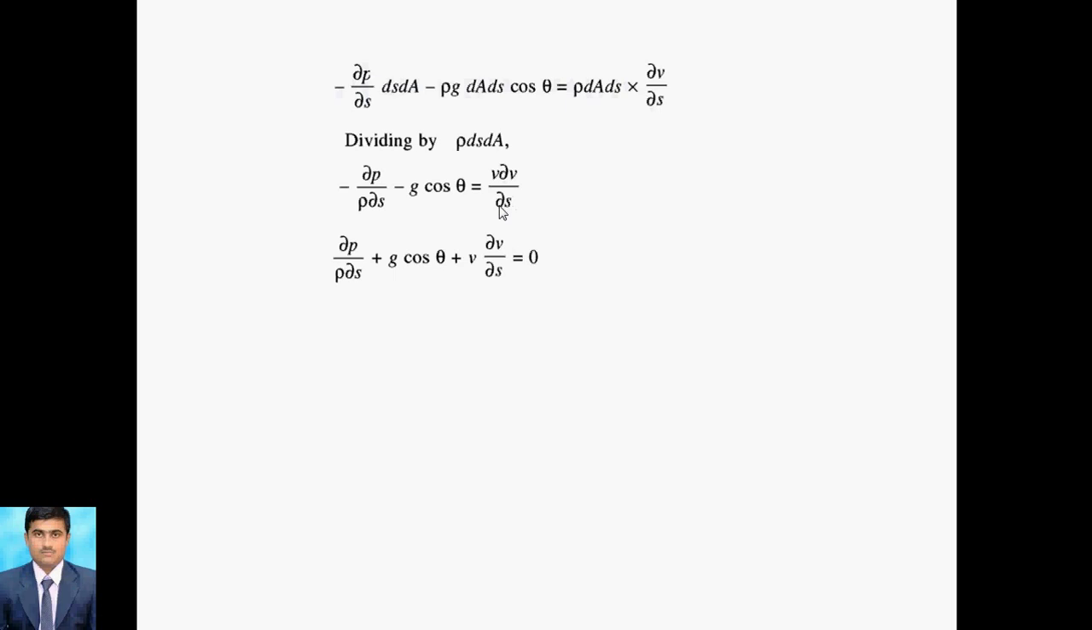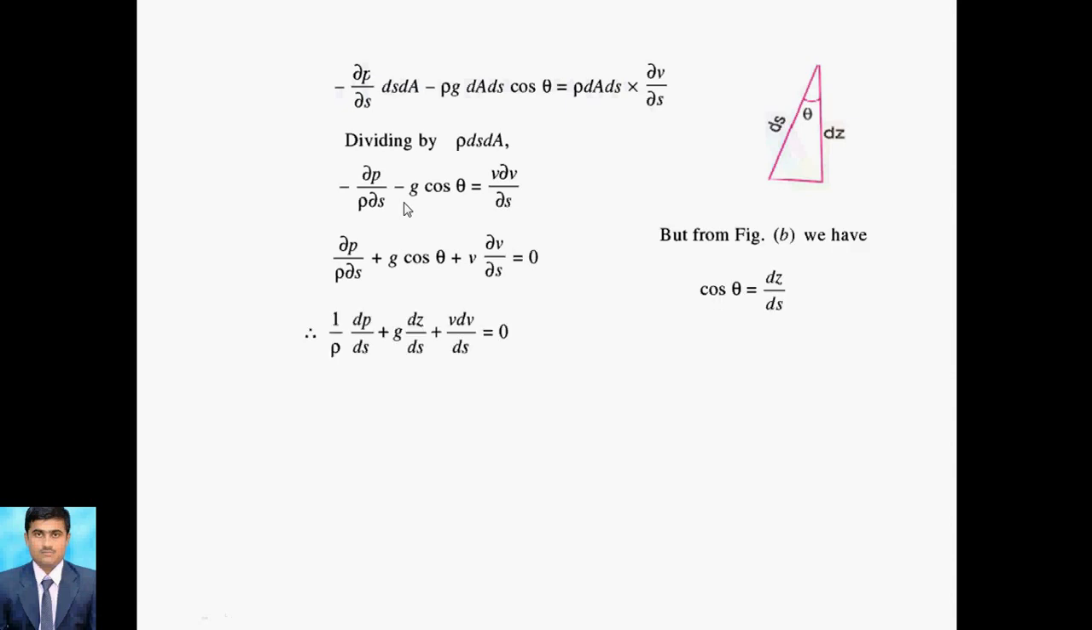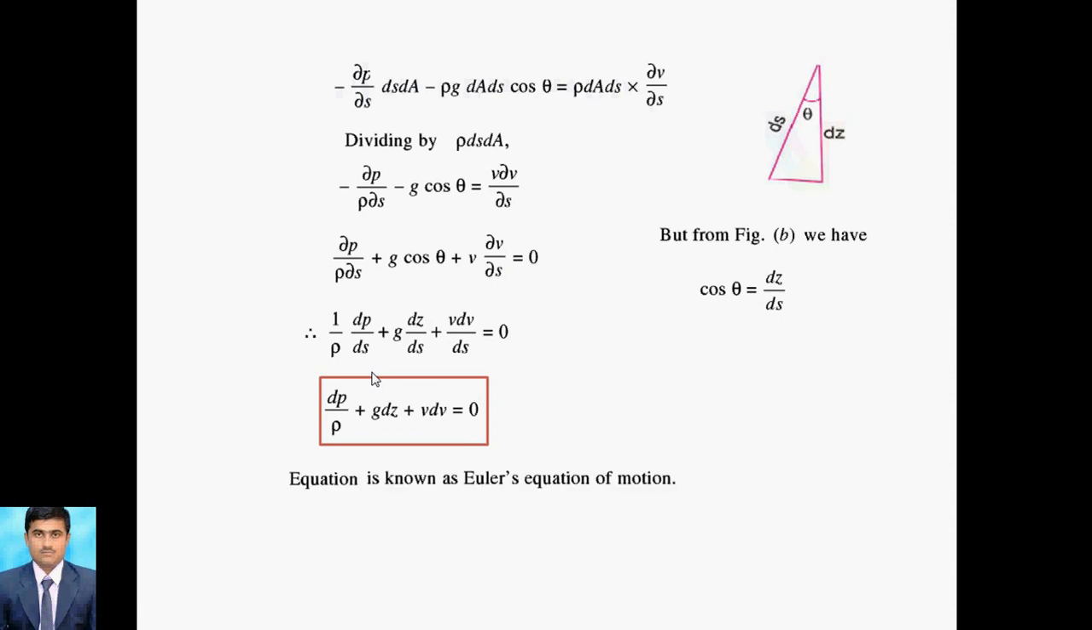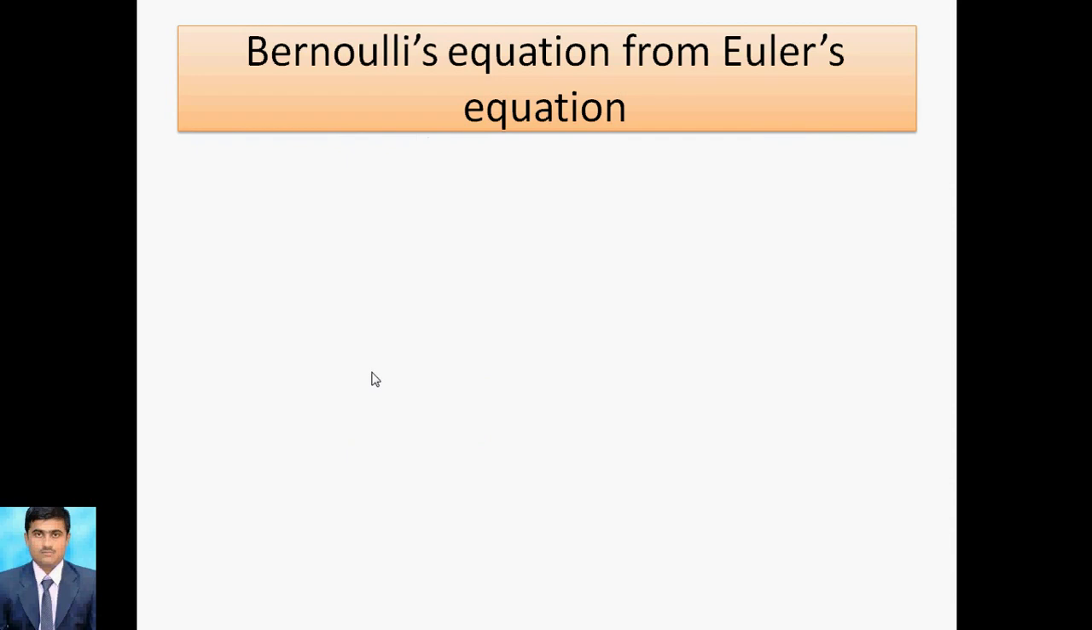After simplification, putting the value of cos theta as dz by ds, the equation becomes 1 by rho dou p by dou s plus g dz by ds plus v dou v by dou s equal to 0. This term is called Euler's equation of motion. So this is about Euler's equation.